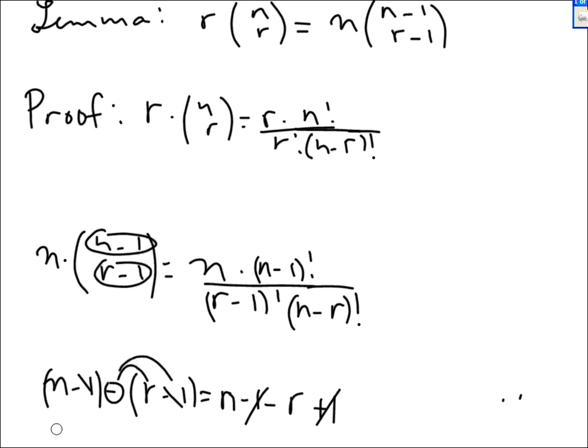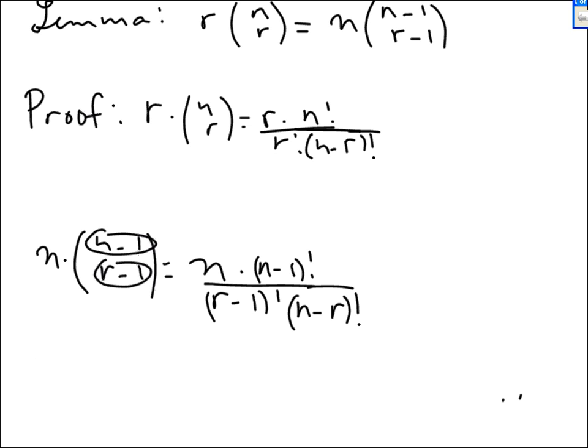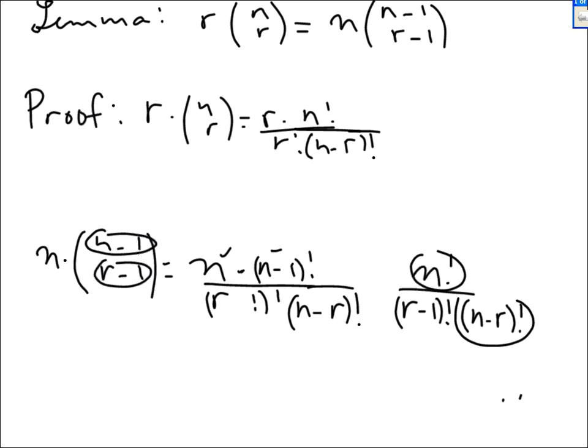Now somehow I want to show that these two are in fact equal. Well, I notice an n factorial here, and what do you know? N times n minus 1 factorial is n factorial. So that's in common. And I have r minus 1 factorial in the bottom, and n minus r factorial in the bottom. Well, the n minus r factorial is common.